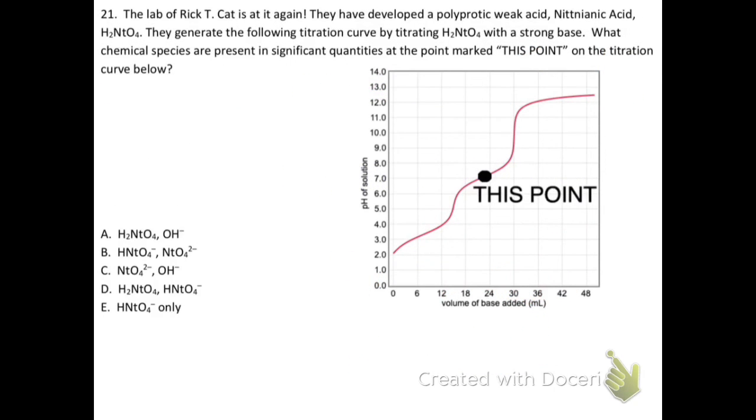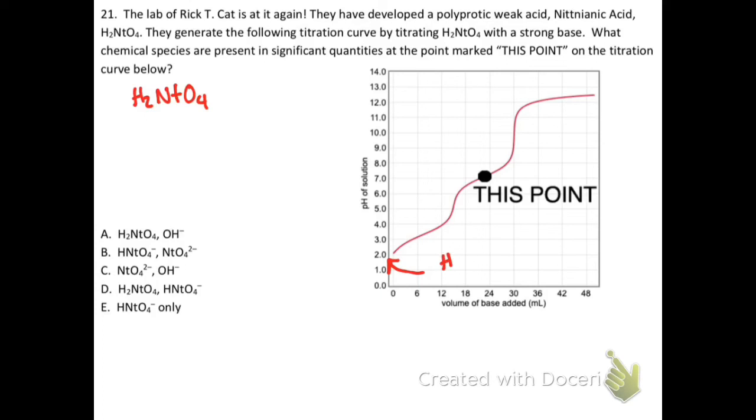In this question, we're going to go through an adventure. We're going to go through a titration curve. And so let's write out the reactions that are occurring. First of all, we're starting off with this exciting new acid, nitinianic acid. Cool. So we're starting off with just H2NTO4. Okay, so we're starting with just that.